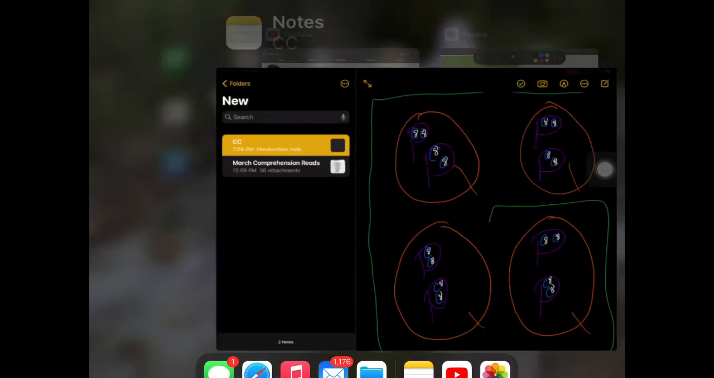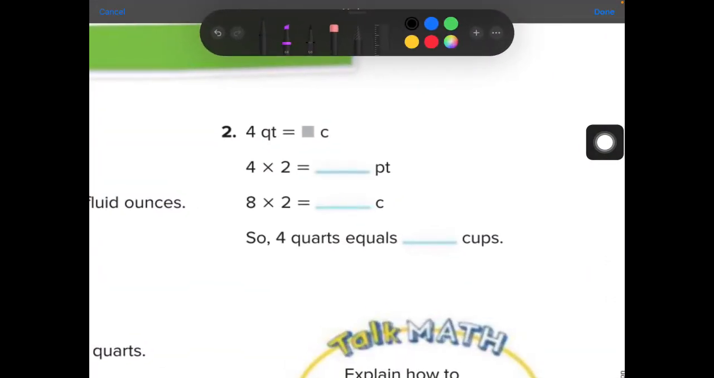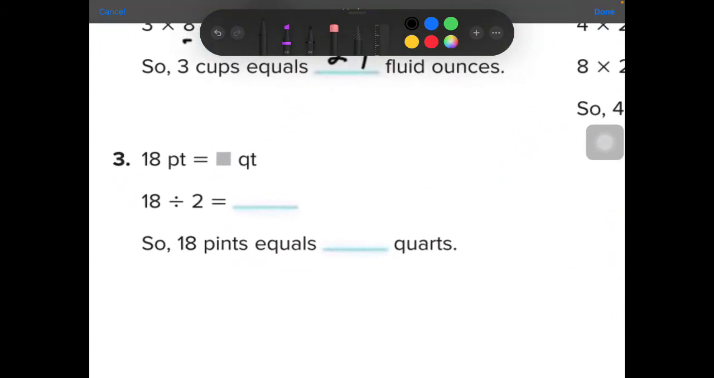Number 2, we have 4 quarts equals how many cups? So let's look at this. We have 1, 2, 3, 4. There's our 4 quarts. And in each quart, there are 4 cups. We could just do 4 times 4 equals 16. But they had you go about it a long way. They said 4 times 2 is 8 pints. And then 8 pints times 2 cups is 16. And that works because we both reached the same answer with different strategies. And that's okay.